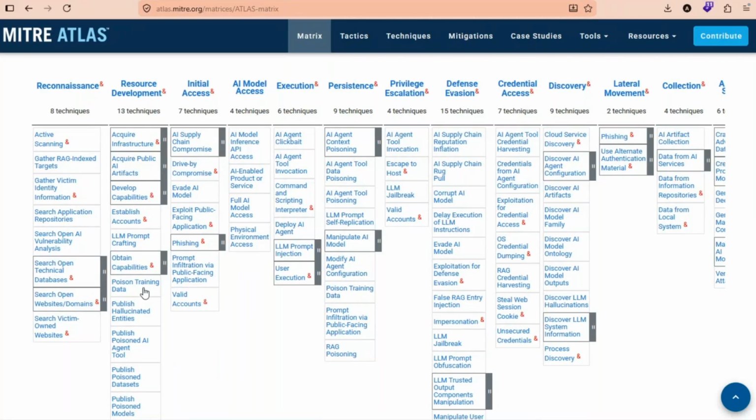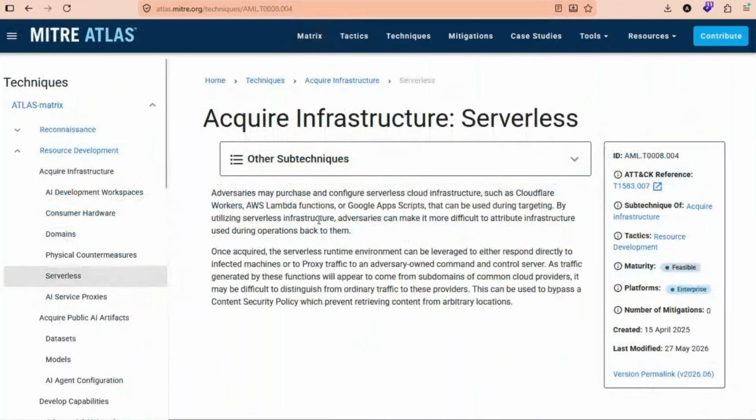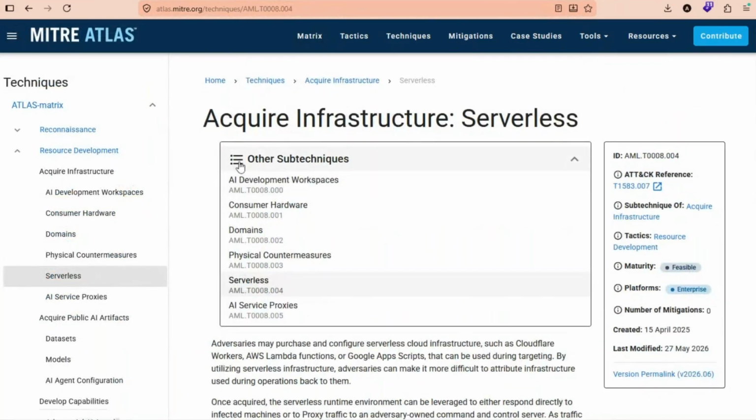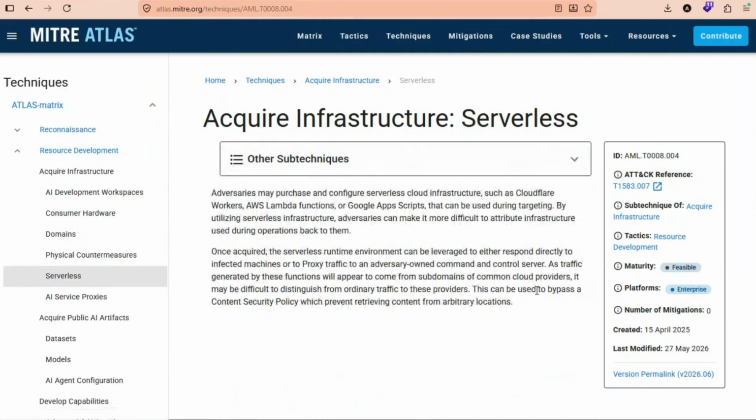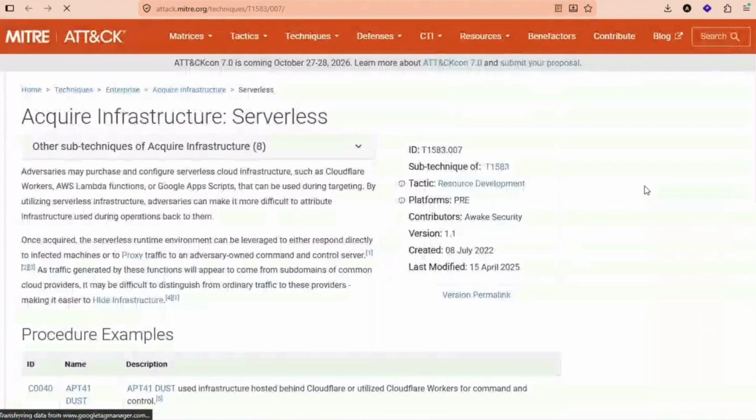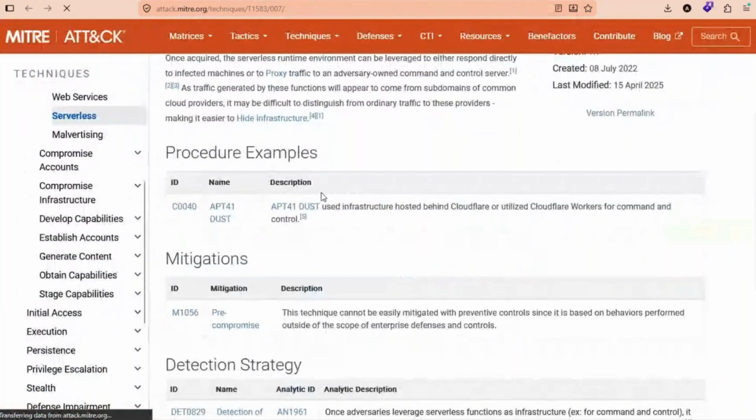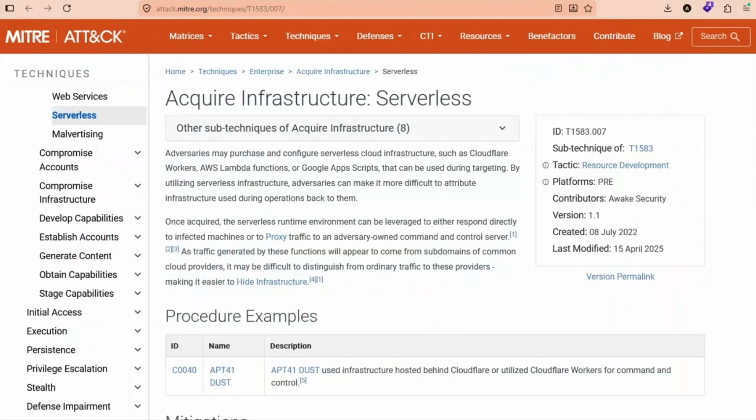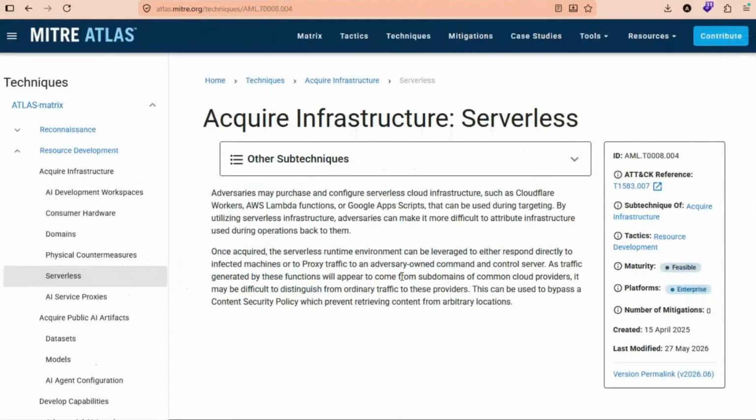Now, if you click on these techniques, let's say I click on poison training data, you can get this information and you can also get the information about the hardware and other sub techniques, right? Now if you want to read more about it, you can. So you can read about every technique, every tactic in detail, and you can get the information about the attacks, right?